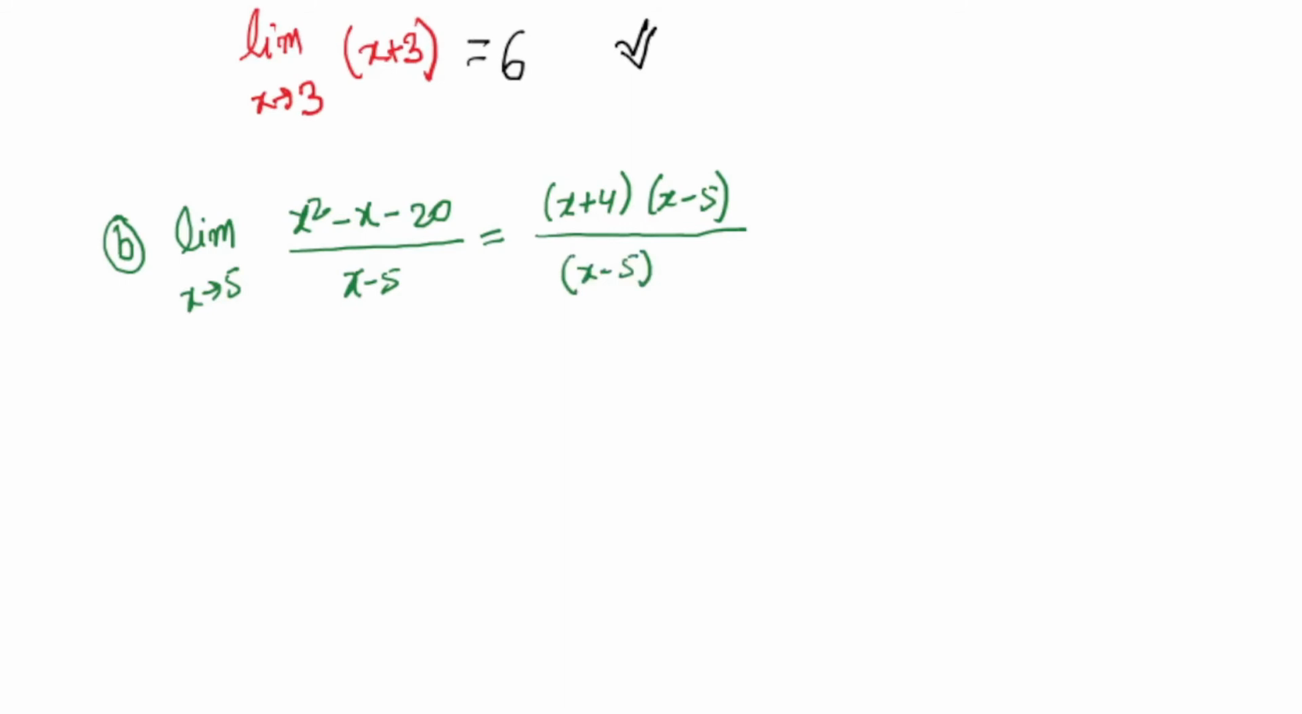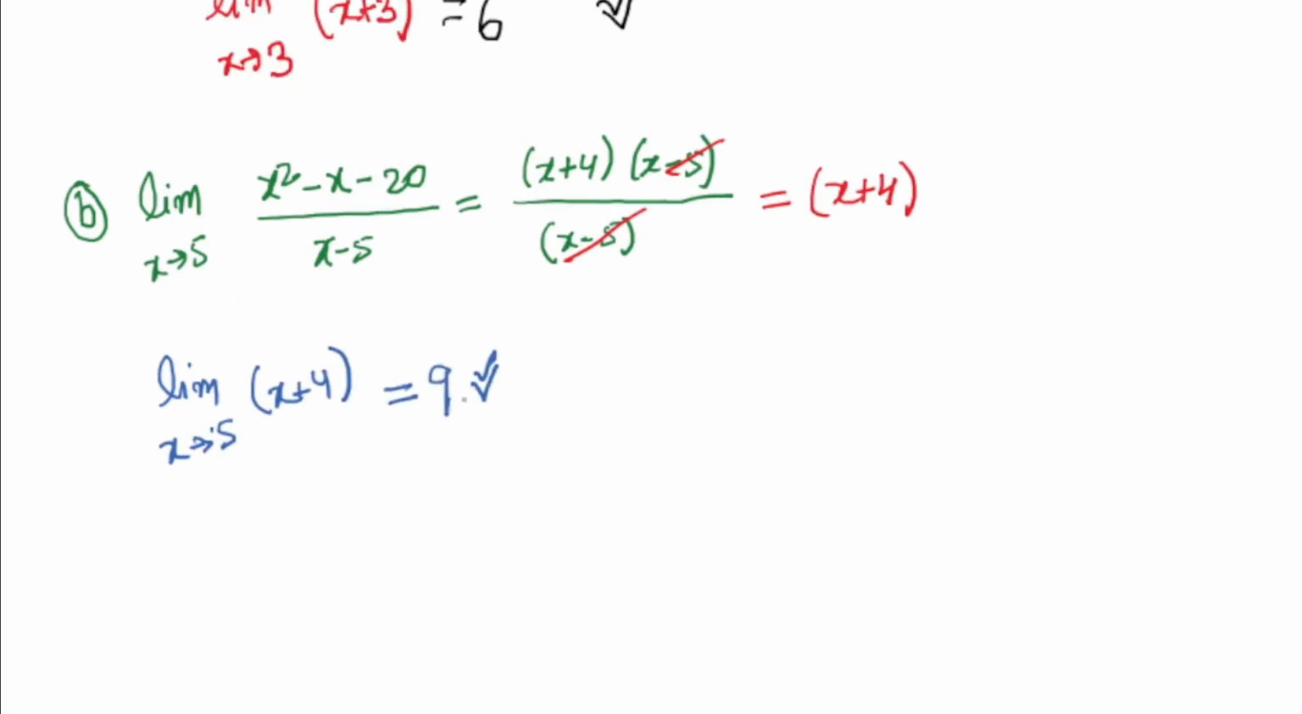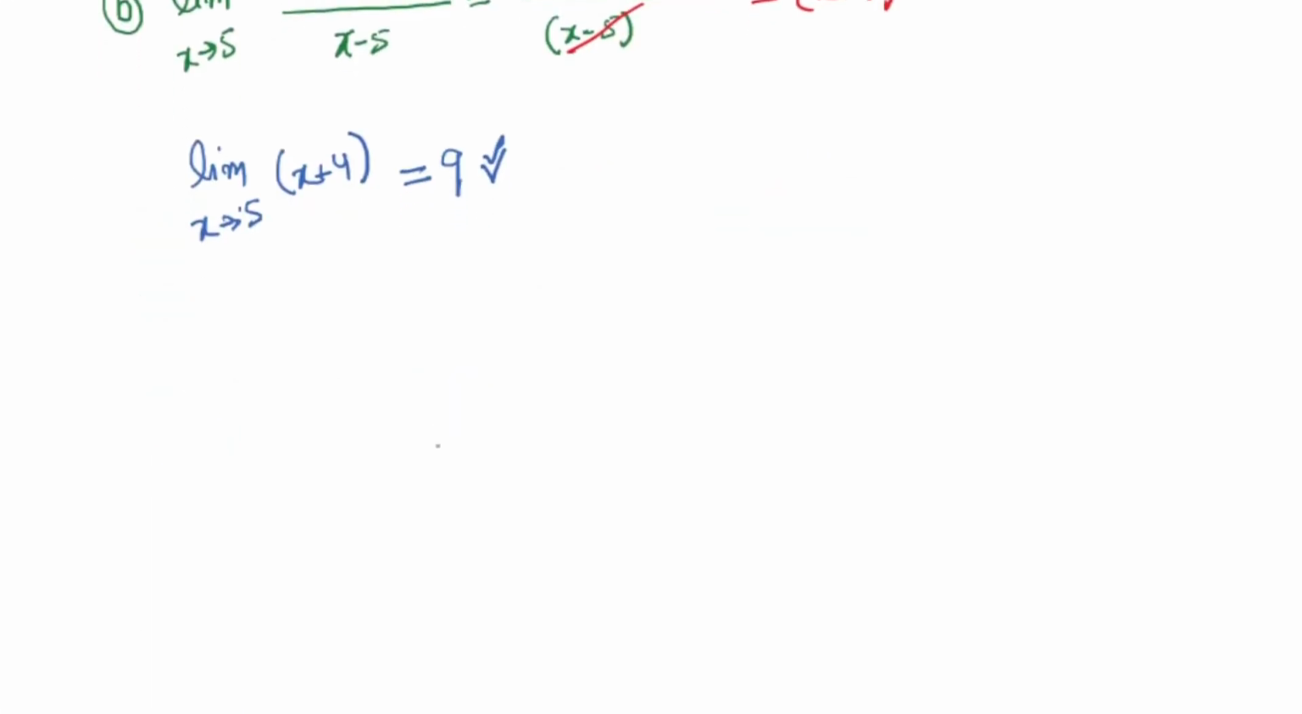Now we can see that the term x minus 5 is going to cancel, so this is going to be x plus 4. This is the final function's value, and let me write that: limit x tends to 5, the function's value is x plus 4. Now if we put x is equal to 5, the limit's value is going to be 9. Okay, let's see one more problem.